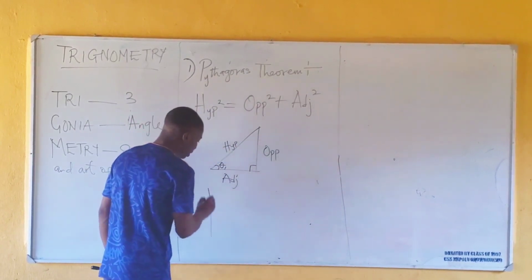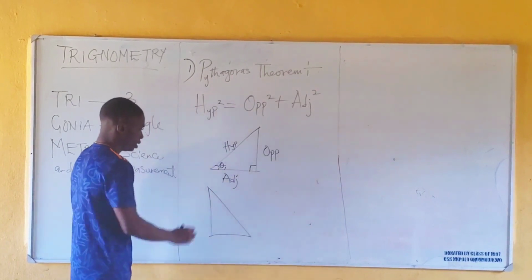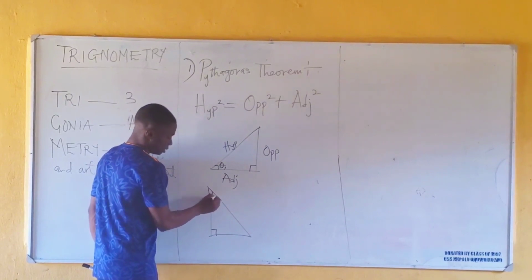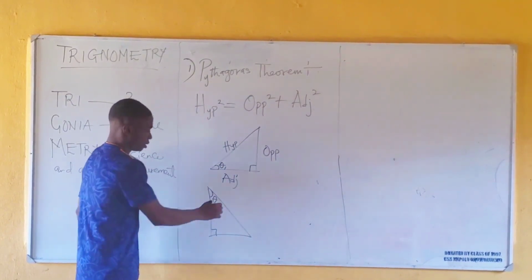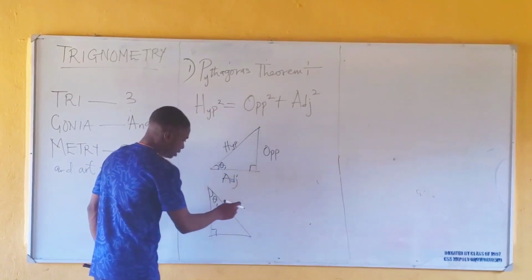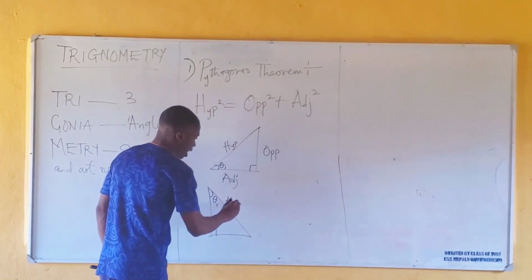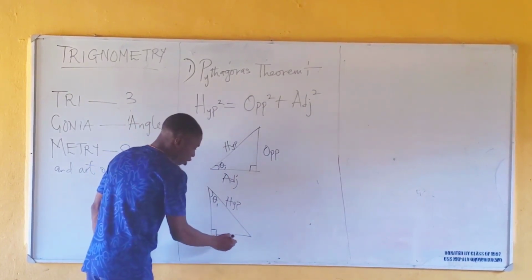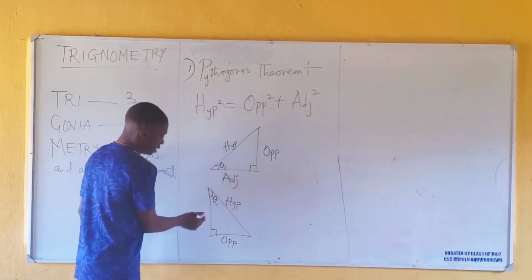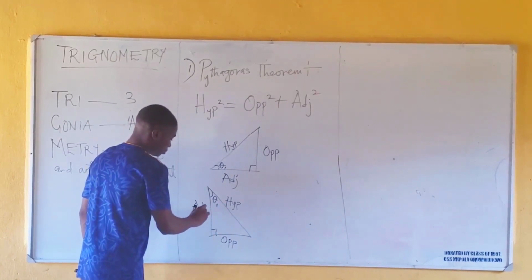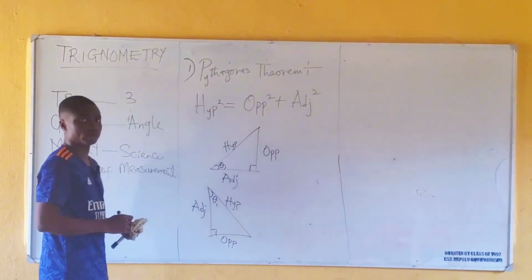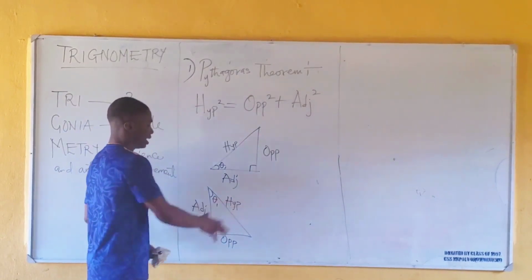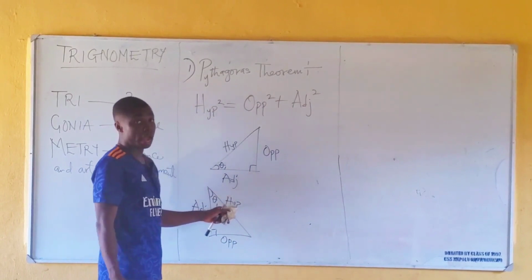Now, assuming we have something like this, and then this is 90 degrees. This is theta 1. This 90 degree faces here, so we have here to be hypotenuse. This theta is facing here, so we have here to be opposite. And then this other side is adjacent. Also note that in a right angle triangle, the longer side is taken as hypotenuse.